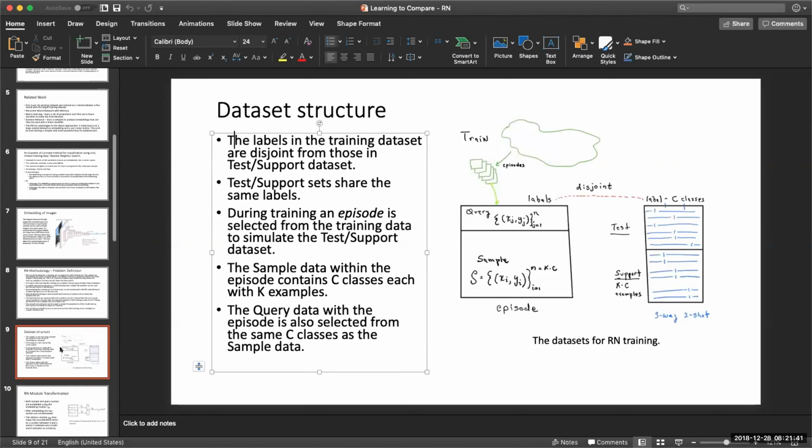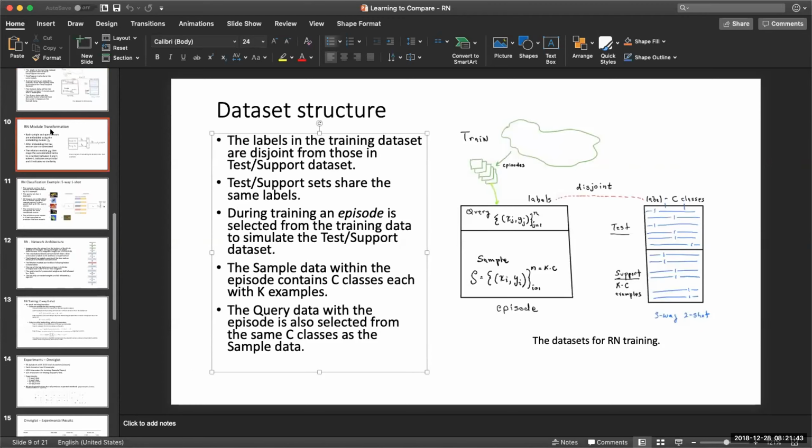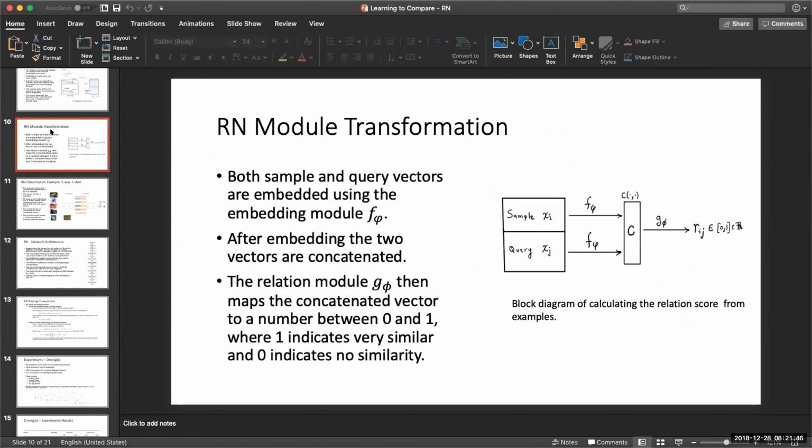That's a picture of what I've been talking about. So this is another picture of the Relation Network's module transformation and how it's used. The sample and query vectors, the xi and xj, are both embedded into a vector space using the same function, this embedding module f(phi).